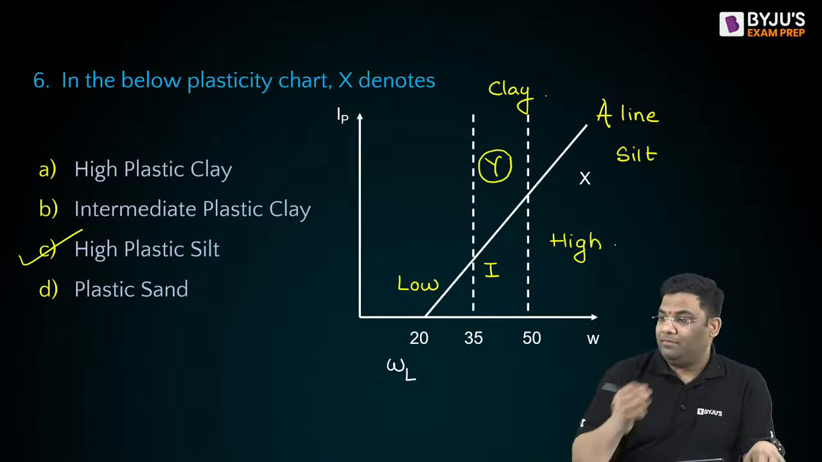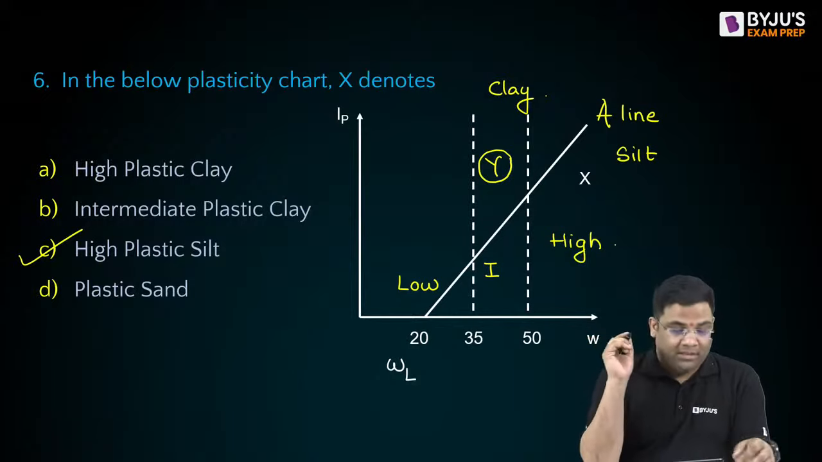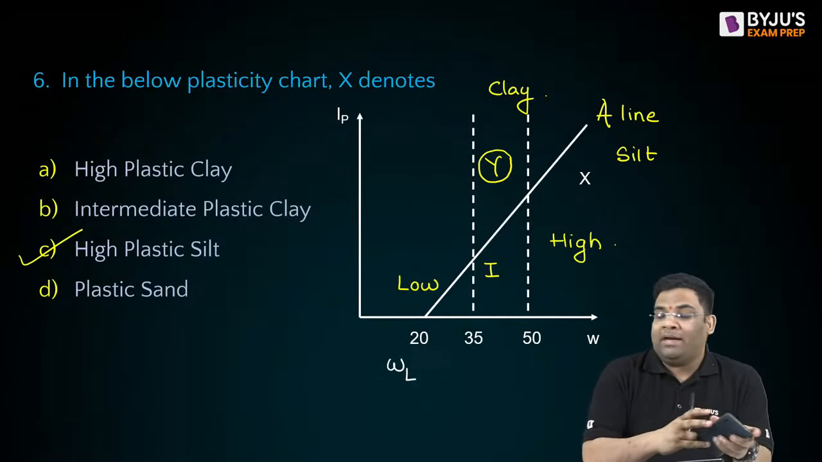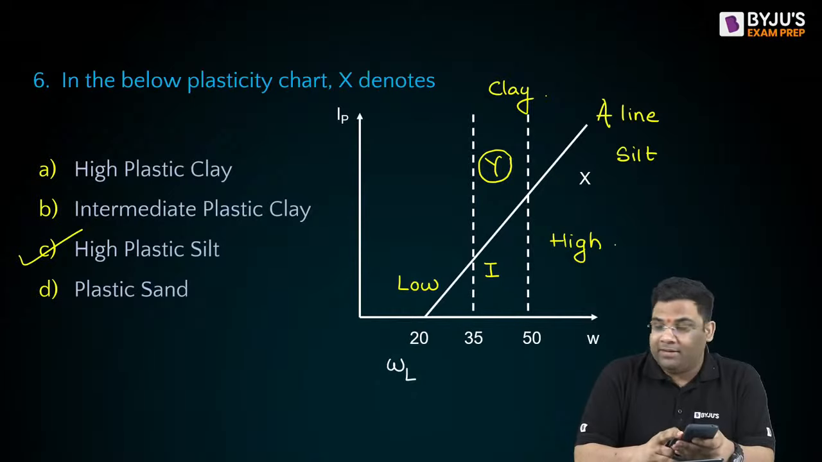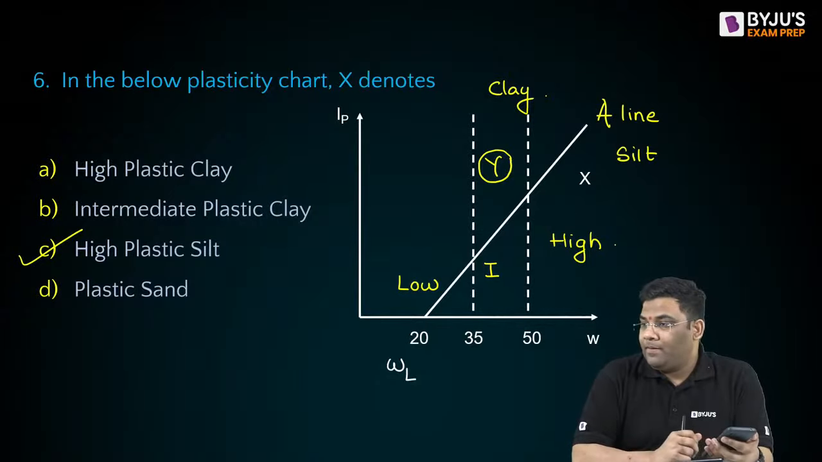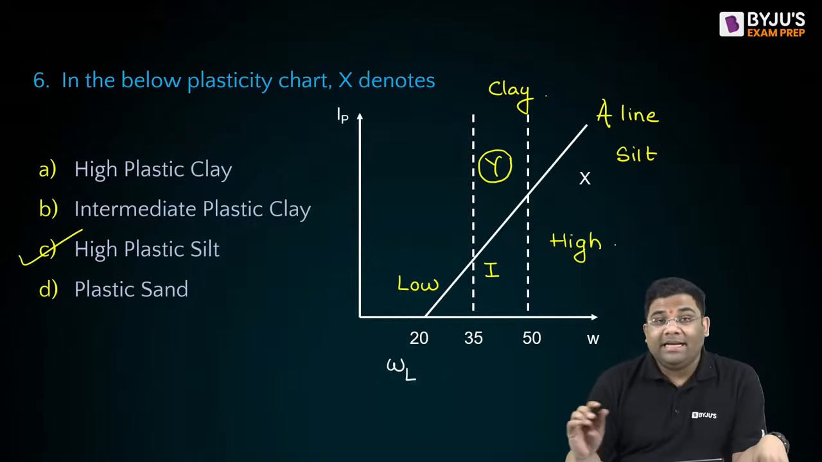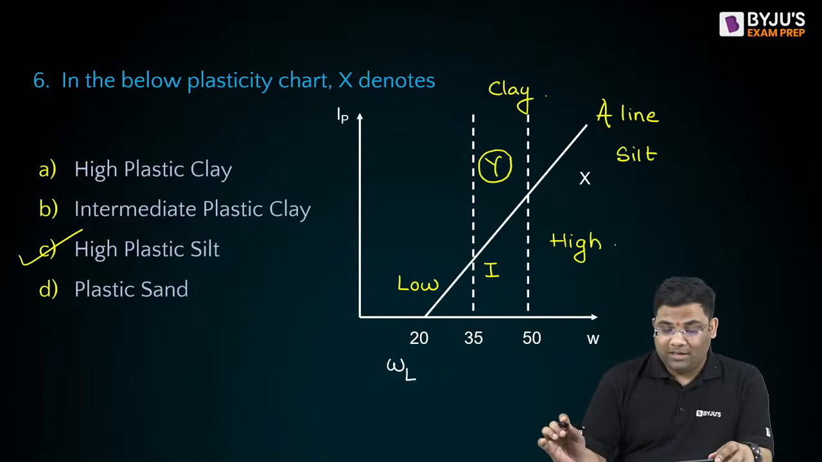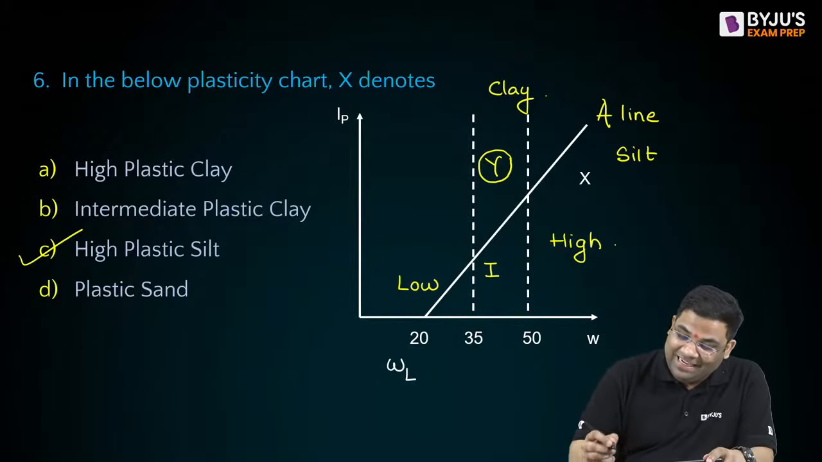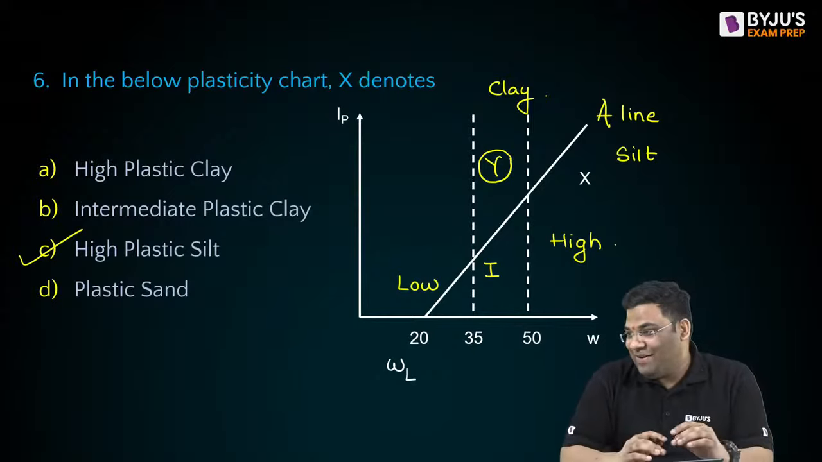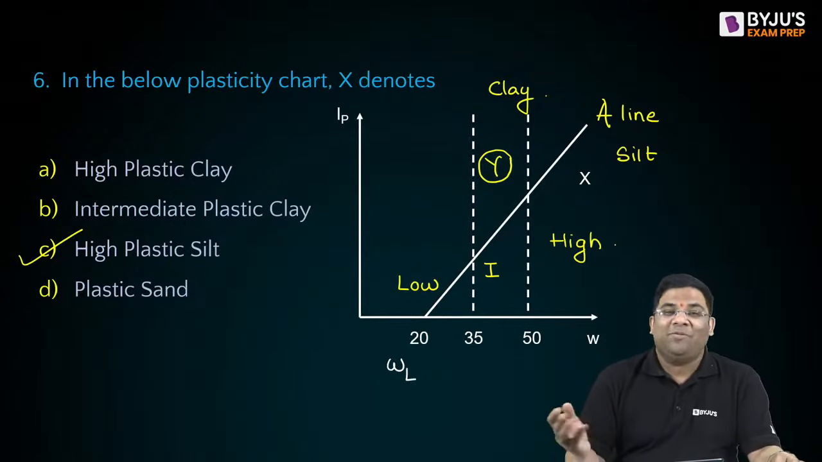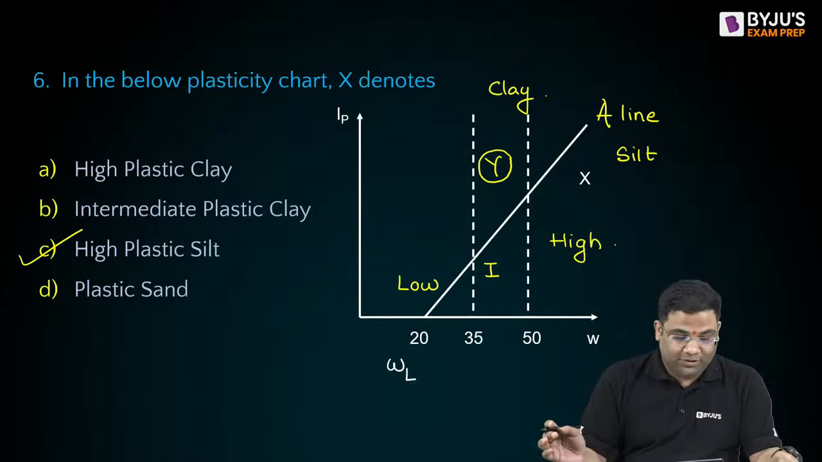Tell me what is Y. Answer in the comment section. What will I call Y? Please write the name in the comment section. Okay, you have written the name. Very good. It is intermediate plastic clay. You see, you are able to answer the questions. Let us solve the next question.